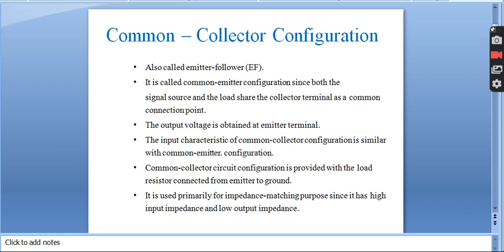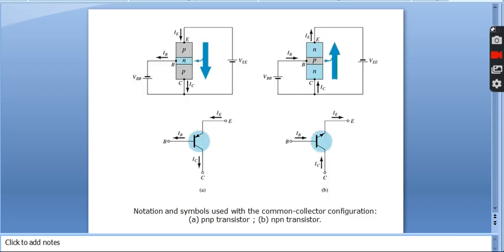Why do we call it an emitter follower circuit? Here the source signal and load are connected to, or shared by, the common collector point. The output voltage is obtained across the emitter terminal instead of the collector. At the same time, we connect the load resistor from the emitter to ground, not from the collector to ground. It is primarily used for impedance matching, since it has high input impedance and low output impedance.